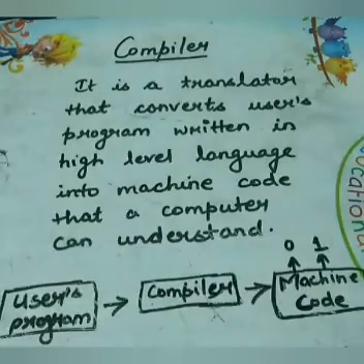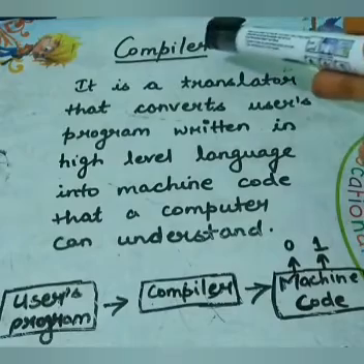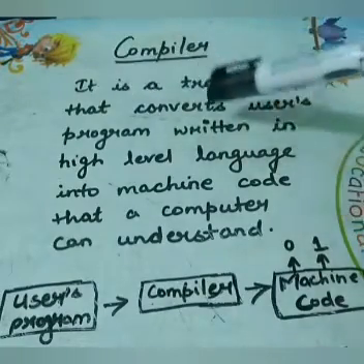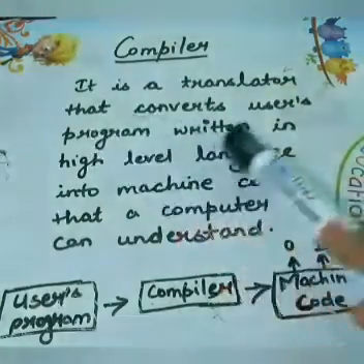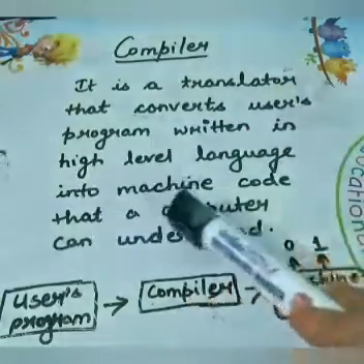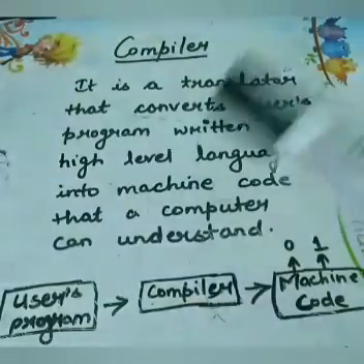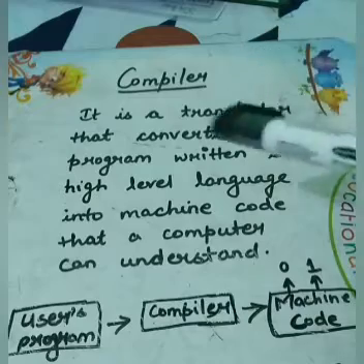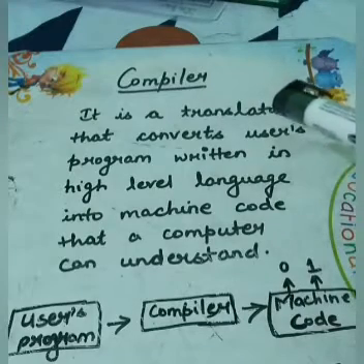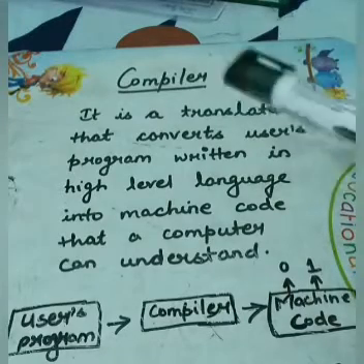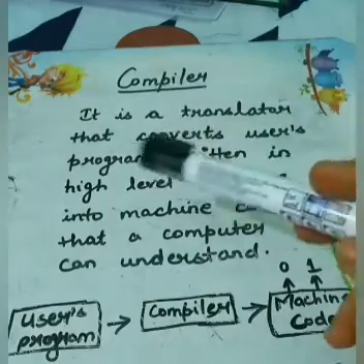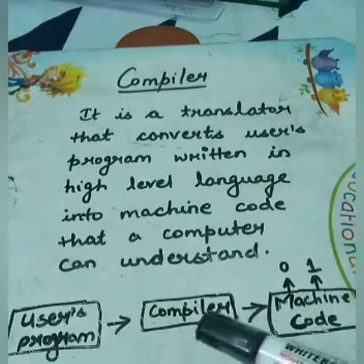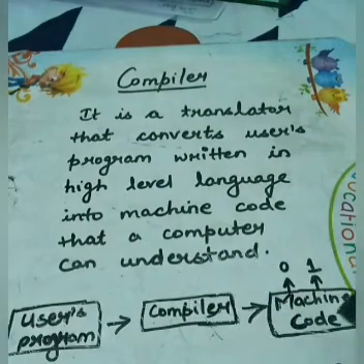Okay children, now let us understand the next type of system software, the compiler. It is a translator that converts the user's program written in high-level language into machine code that a computer can understand. Children, a compiler is a kind of program, a translator or converter, that converts the user's program, which is written in high-level language, into machine code.